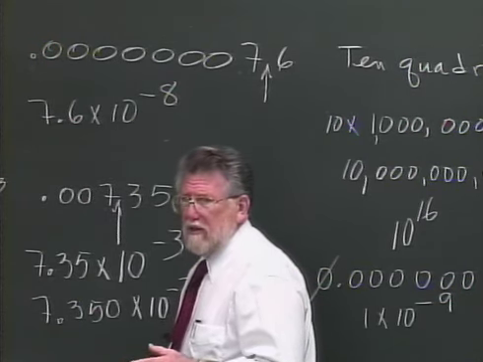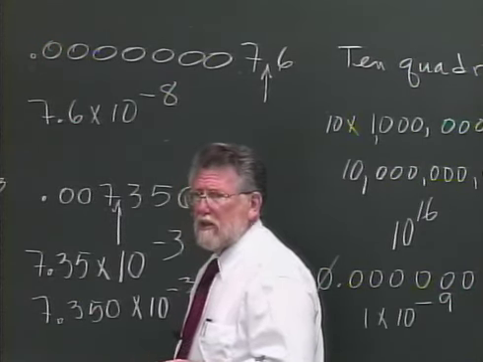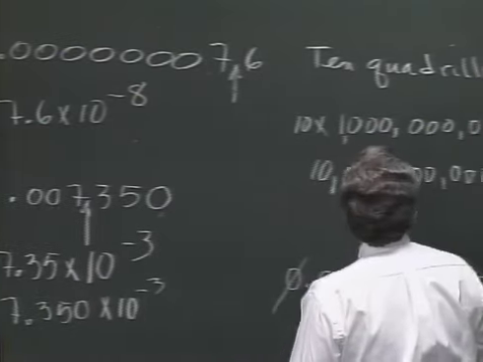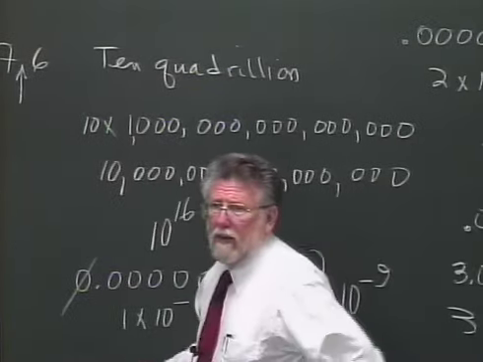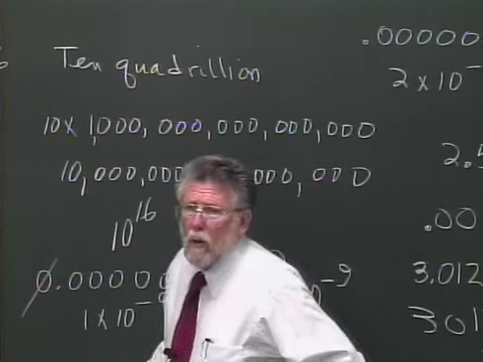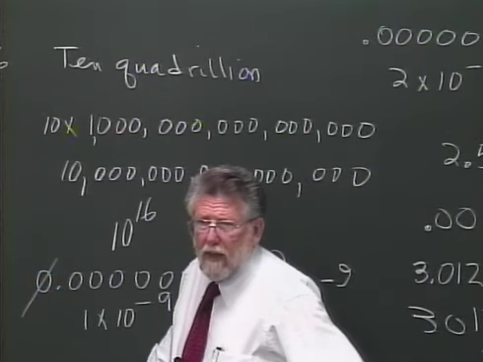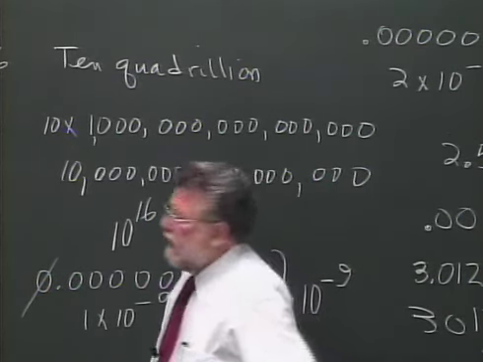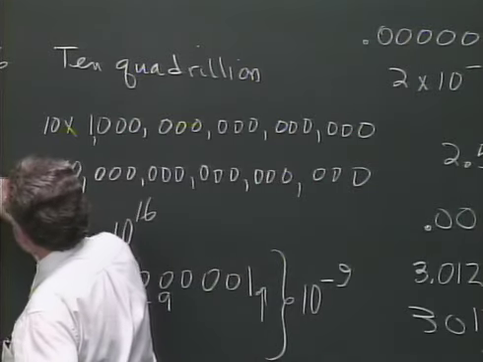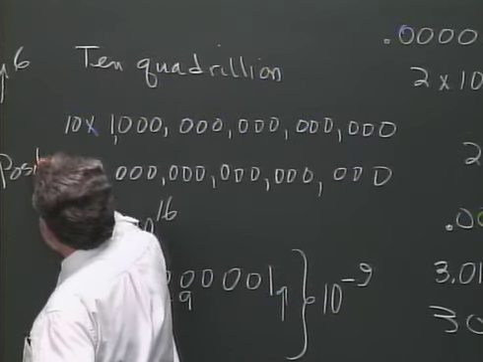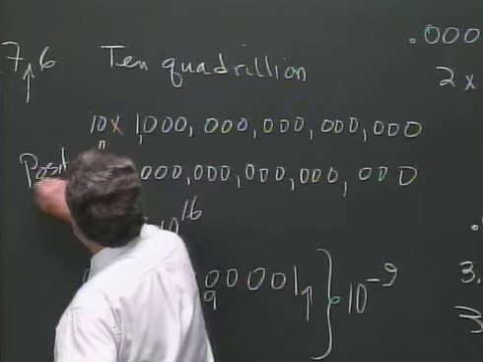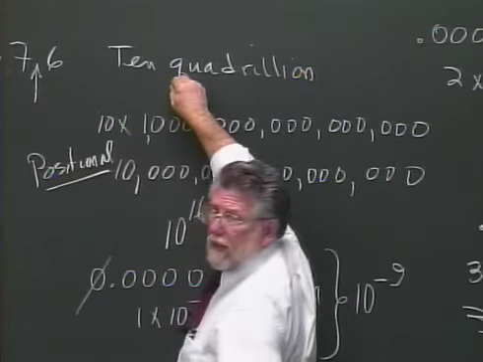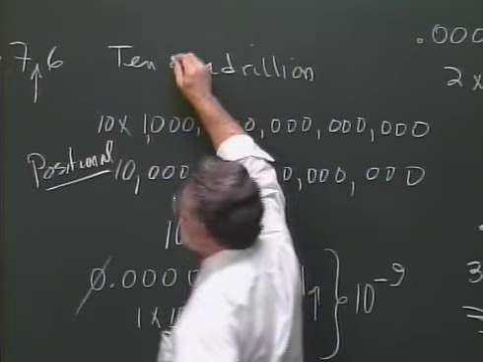Now, what else do you need to be able to do? Let's slide over. This was a problem in which we talked about quadrillions. Now, this is positional here. And this is called what? Verbal notation.